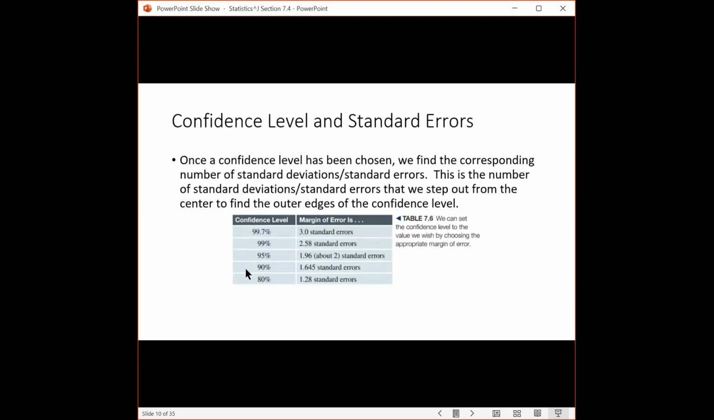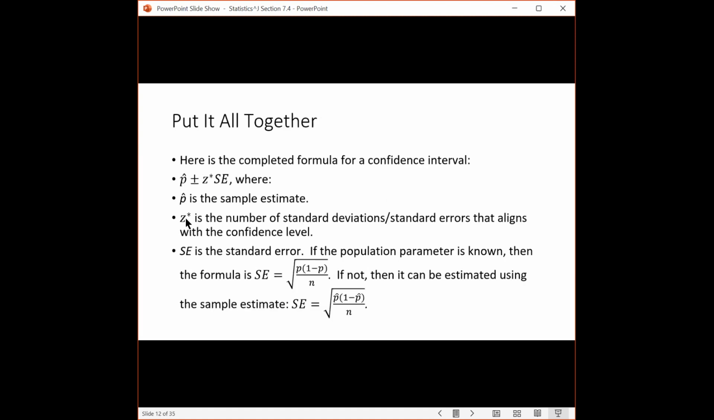You're going to go through and start off with confidence levels, find the number of standard deviations. That's the Z star, and you're going to put that here. Then you're going to find the standard error. That's using this formula or this formula, depending upon the information you've got.